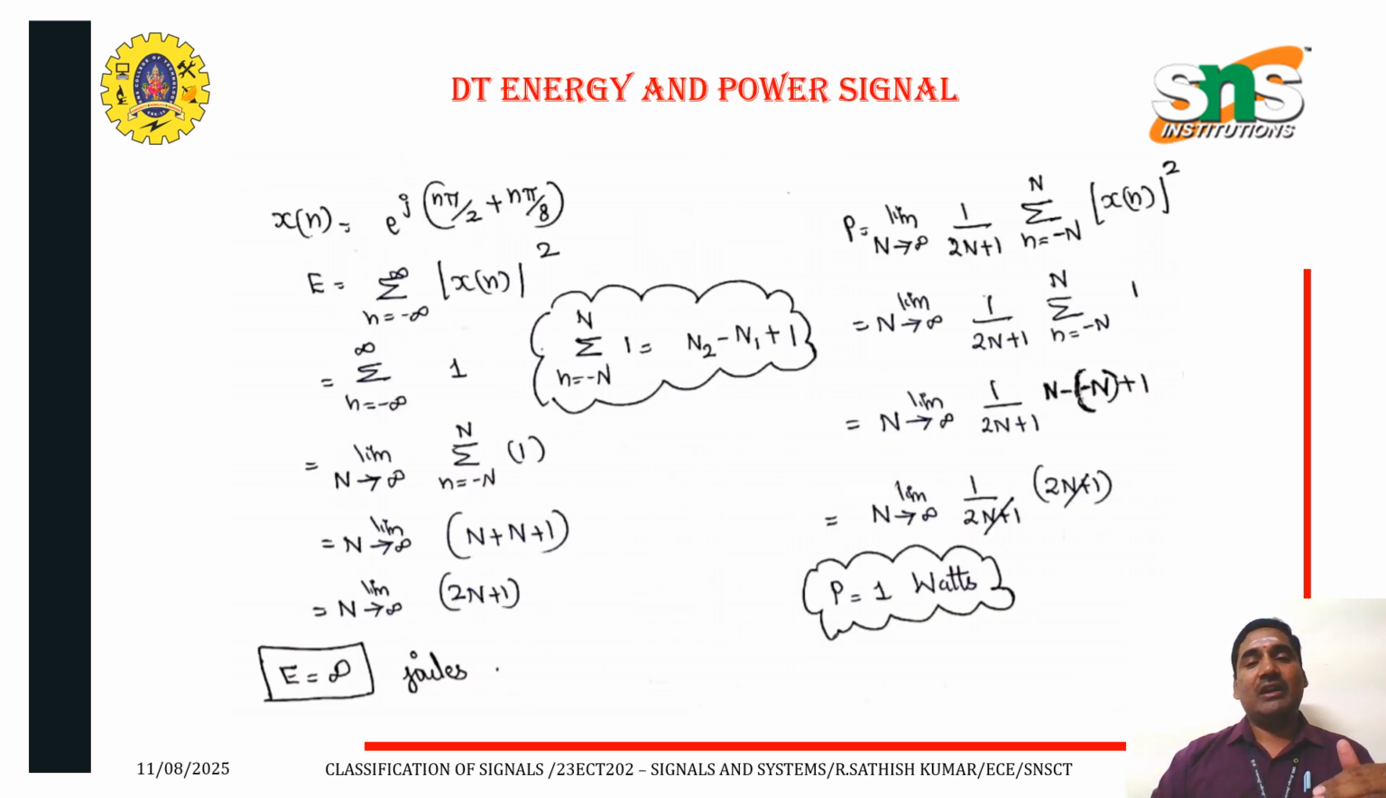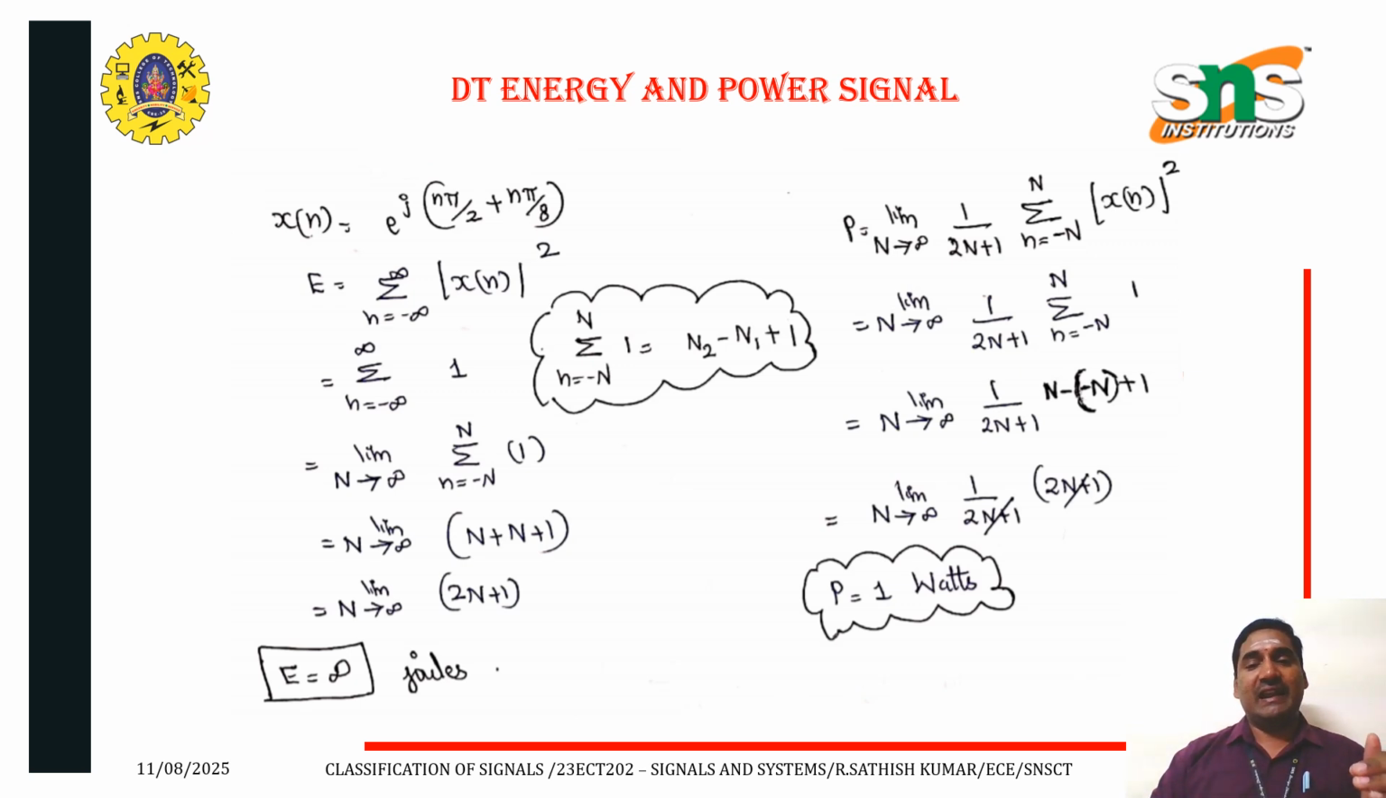Next one, similarly for energy and power of the signal, x of n is equal to e power j times n pi by 2 plus n pi by 8. Energy is the summation from n equals minus infinity to plus infinity of x of n the whole square. When e power j is there, the magnitude is 1. Therefore, we can substitute the limit. The summation from n equals minus N to plus N means N2 minus N1 plus 1. Applying the condition, we get 2N plus 1. For N we can substitute the limit as infinity, so E is equal to infinite joules.